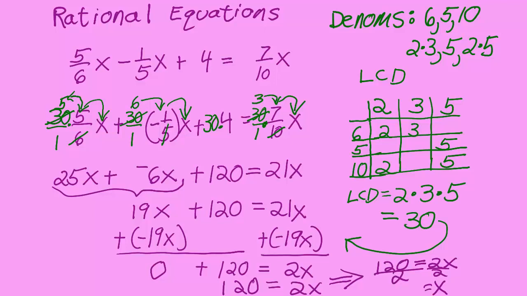So x equals 60. I almost completely ran out of room.